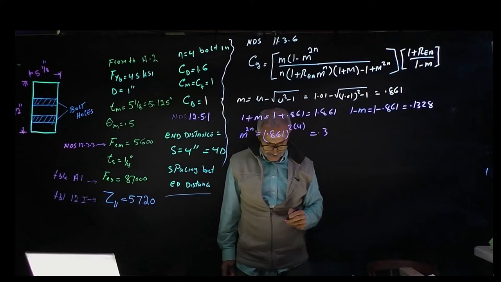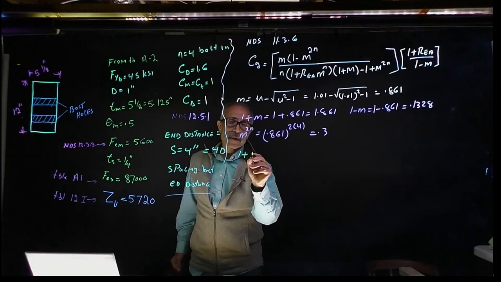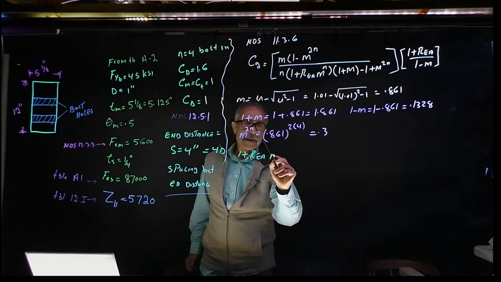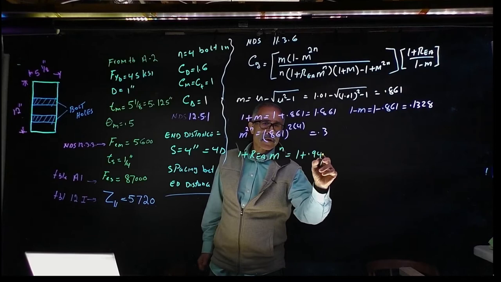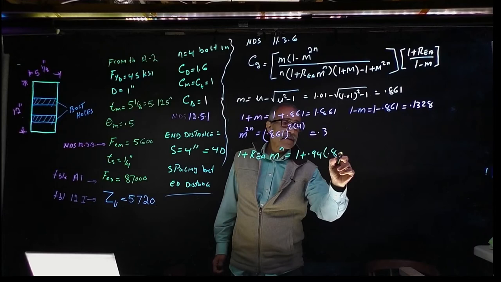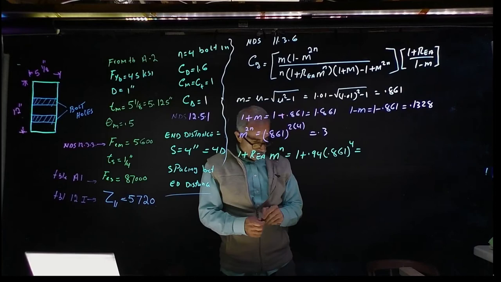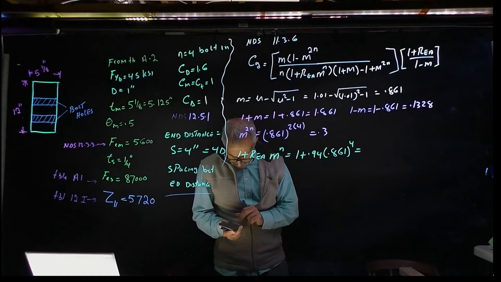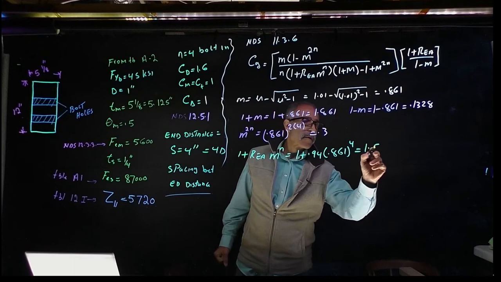Another thing I want to find is this expression right there, 1 plus REA m by power n. So it was 1 plus 0.94 times m, which came out to be 0.861 by power 4, and that comes out to 1.5. CG. Now we can go ahead and calculate CG.